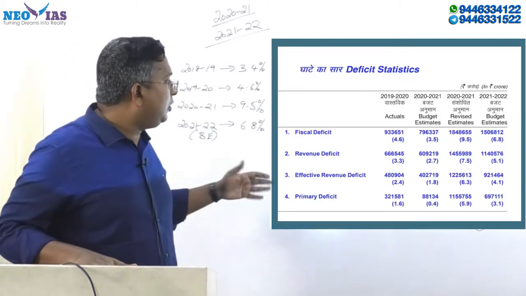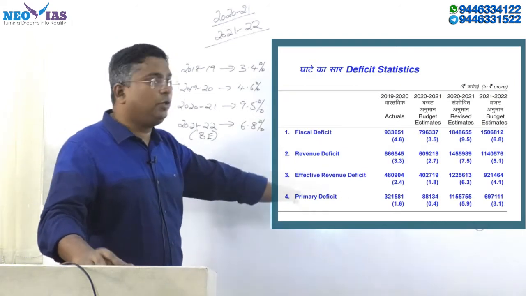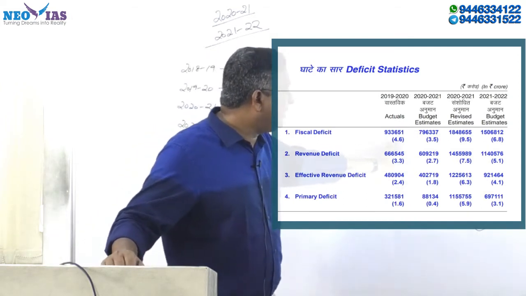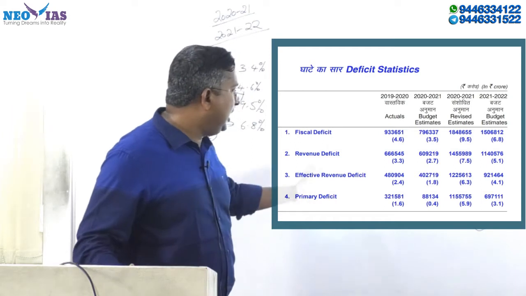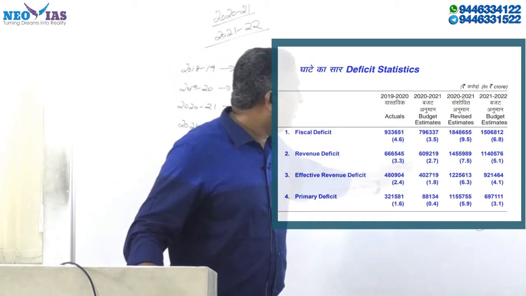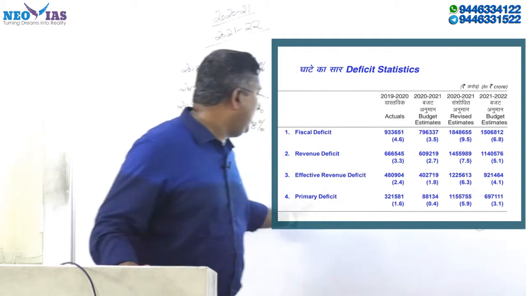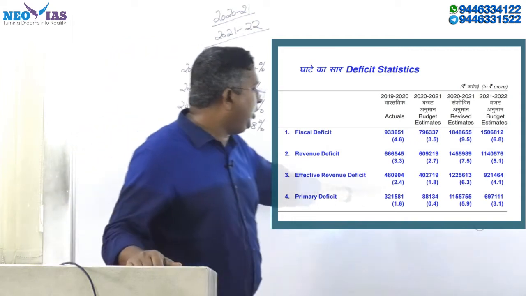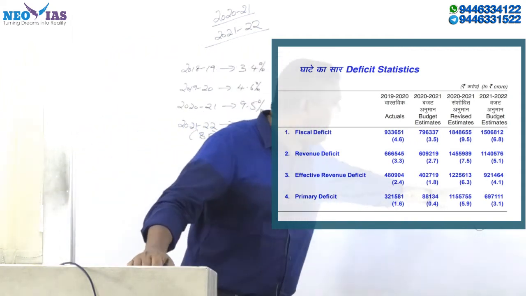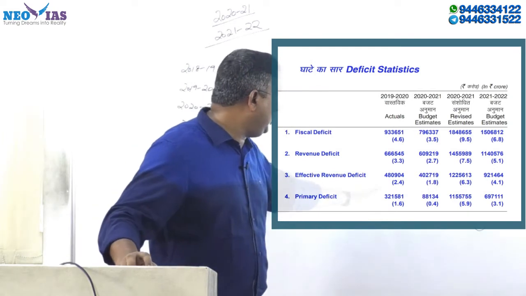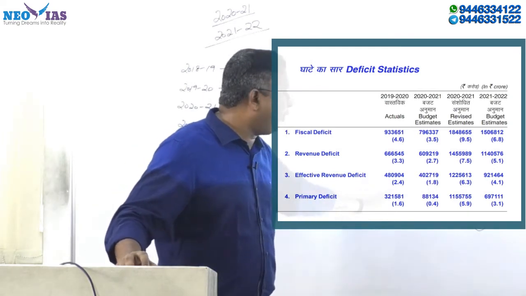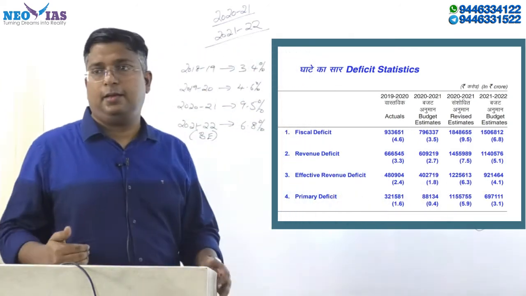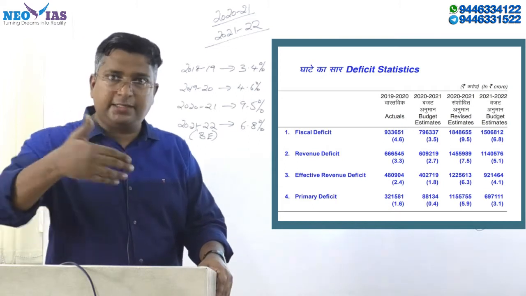Okay, now moving on. Now we already know it, just note down. We know the trend: 4.6, 9.5, 6.8. I discussed it in the budget class. Revenue deficit: 3.3, 7.5, 5.1. Effective revenue deficit, now what happened? It moved from 1.4 to 2.4. From 2.4 it jumped to 6.3. So just have an idea. It's just an updation, that's it.